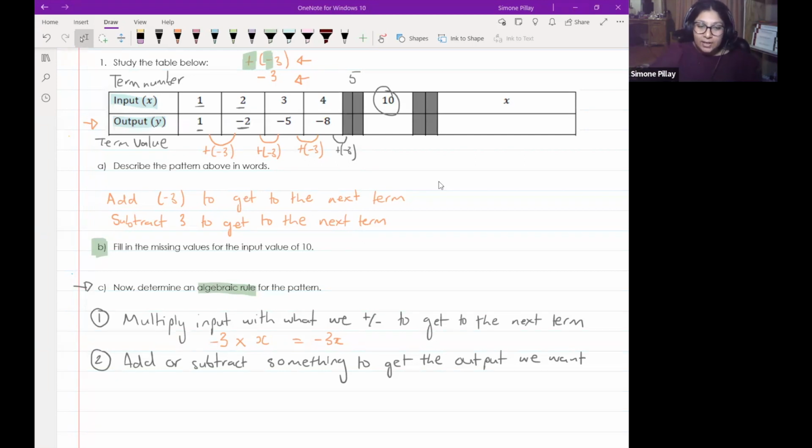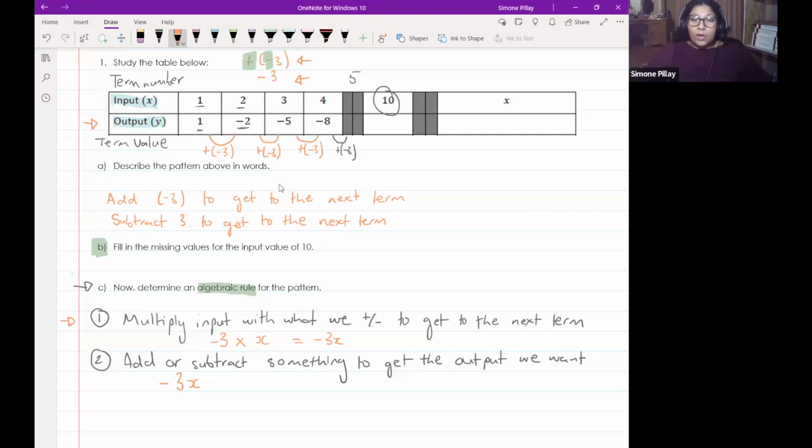So far what I have is, let me go back to my orange, -3x. That's what I've gotten so far on my algebraic rule. Can you guys give me a thumbs up or thumbs down? Are you with me here on finding an algebraic rule? Are you happy with applying step 1, where we take our input, which is x, and we multiply it with whatever we were adding or subtracting to get to the next term? Okay, I see some thumbs ups there.